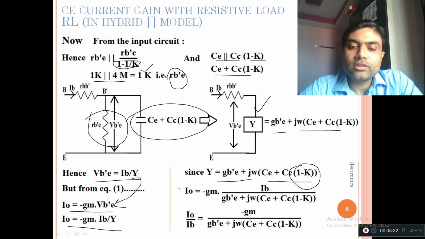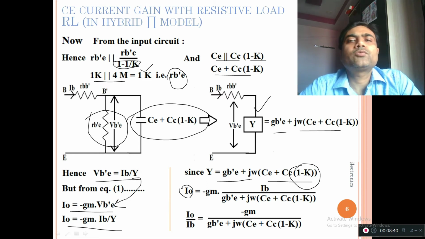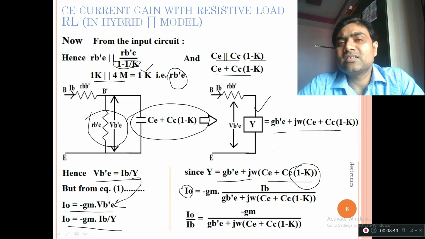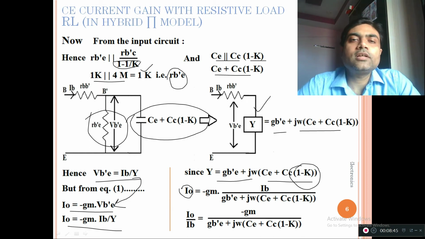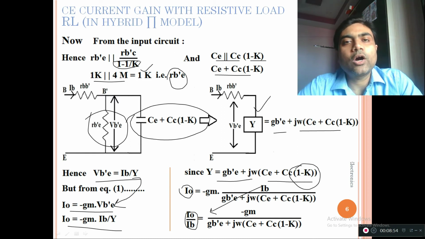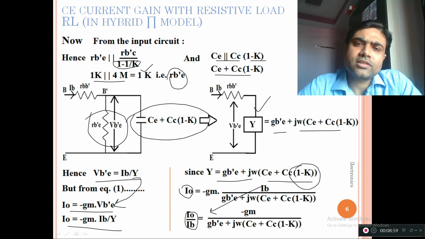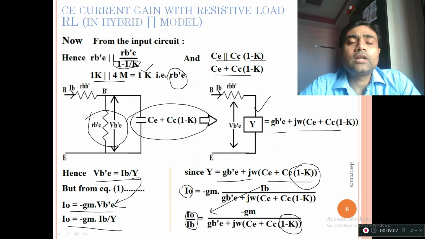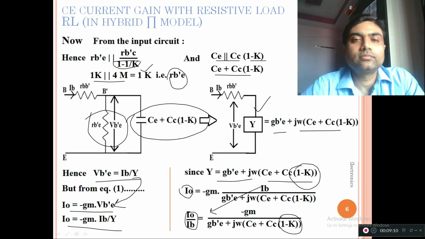Here I am using the term I naught because I am using the resistive load, and across the resistive load I naught is flowing. In the previous circuit, since we had short circuited the load, we were considering the value of ISC. So this is just a small change in the denotation. So IO upon IB, this IB can be transferred here. So IO upon IB is nothing but again the current gain, output current upon input current. This is the same GM which we considered in the previous case as well. This is the same GB dash E, the same j omega, the same CE plus CC, only this 1 minus K term is added here. And why is it added here? Because we have considered the resistive load.